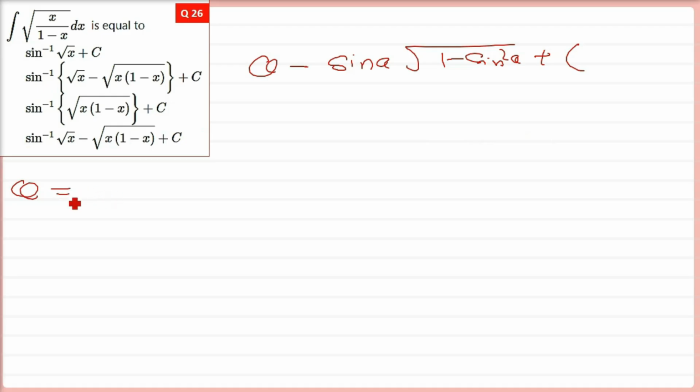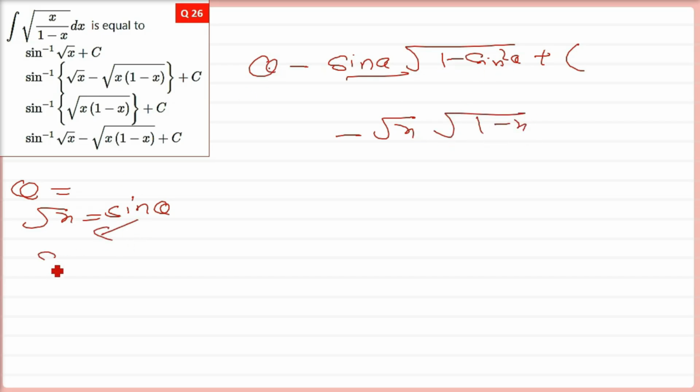Theta initially, because root x was taken as sine theta. So theta will be equal to sine inverse root x. Right, sine theta is root x. 1 minus sine square theta is under root 1 minus x. What is theta? It's sine inverse root x plus constant of integration. So this is inside the bracket.